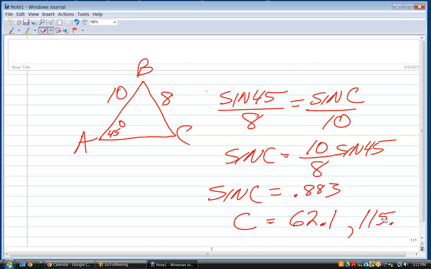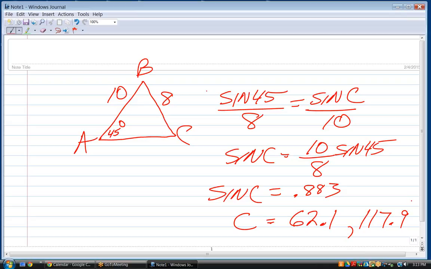In other words, if the sine of C is equal to 0.883, well, C could actually be 2 different angles. It could be 62.1 degrees or it could be 117.9. Right? I mean, by trig. Because remember, sine is positive in the first and second quadrant. So when you solve for C here, you always come up with 2 angles.